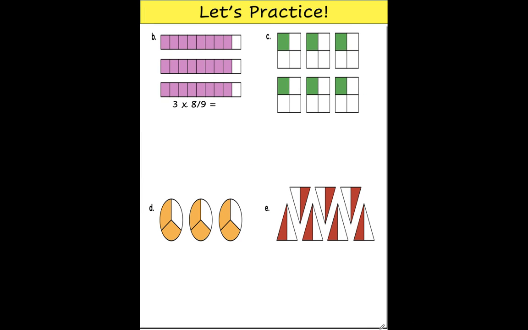All right, so let's practice. I have here 3 of the same copy, right? 3 times 8/9. So 3 times 8/9 is the same thing as saying 3 times 8 times 1/9. And I take that 3 times 8 and I do it first, and I get 24. And 24 times 1/9 gives me 24/9, which then turns into 2 6/9.